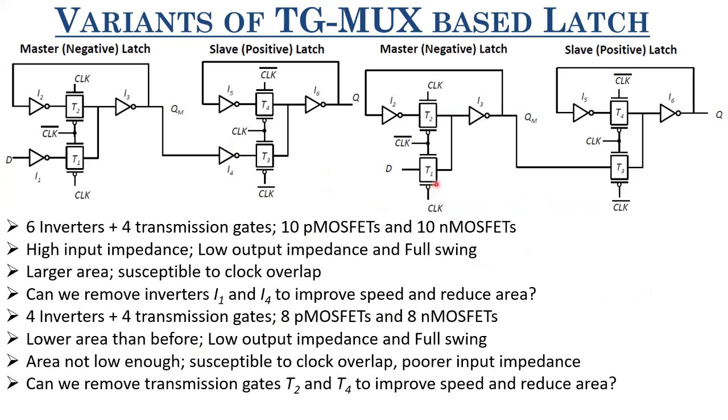Also, we see that T2 and T4 are in the feedback path. Even if we remove them, the feedback path remains intact, right? The feedback path is still like a bistable latch and will hold the data properly. So can we remove T2 and T4 and further improve the speed and reduce the area? Let us see if it can be done.